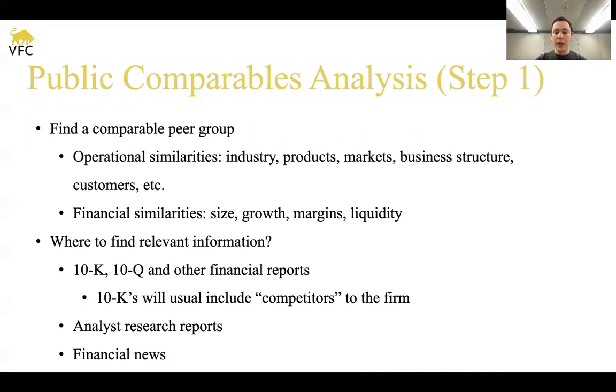So the first step in doing a public comps analysis is to find a comparable peer group. There's no perfect way to do this, and on the job, you tend to have templates with a list of comparable companies. But one way that you could do this yourself would be to look for operational similarities, such as industry and products, and financial similarities, such as size and growth. And you can find this information in a variety of places. You should definitely look at financial reports, such as 10-Ks, sell-side research reports, and financial news sources.